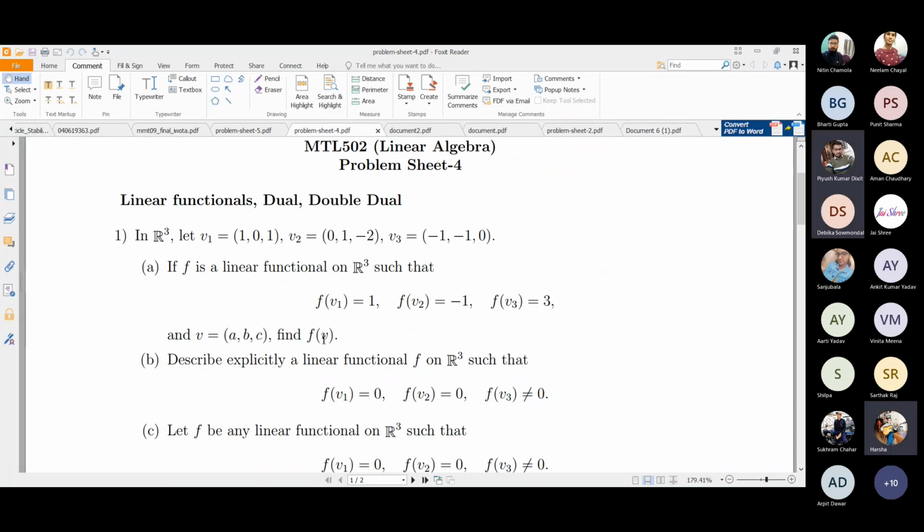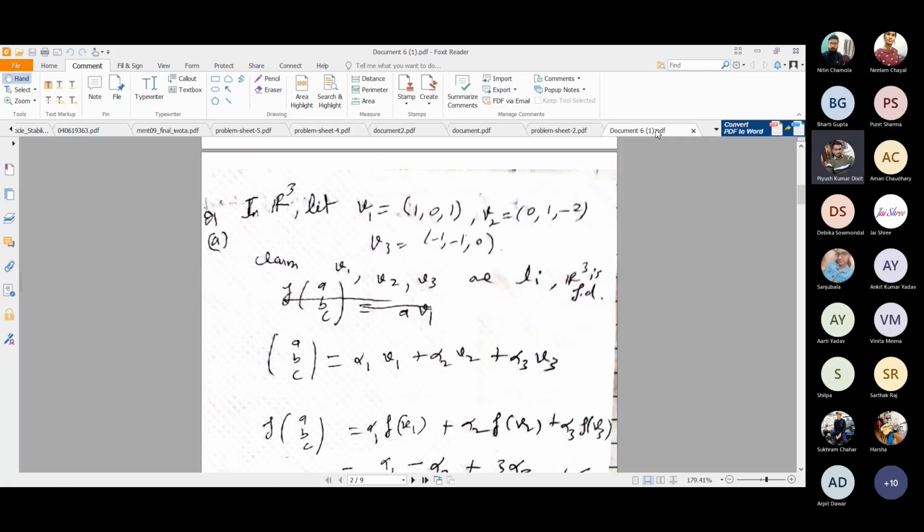Sir, v1, v2, and v3 are linearly independent vectors of R3, and it is a basis. Then (a, b, c) can be written as a linear combination alpha 1 v1 plus alpha 2 v2 plus alpha 3 v3. Now we have to find f of v. Then alpha 1 f of v1 plus alpha 2 f of v2 plus alpha 3 f of v3, and f of v1, v2, and v3 are given. Hence we are done. Yes, good. It is correct.